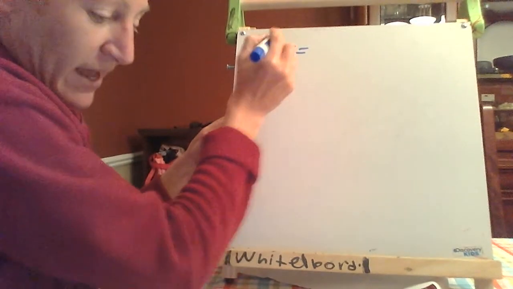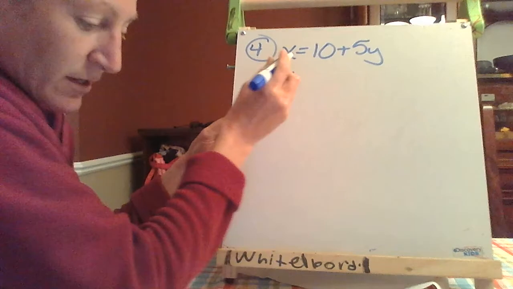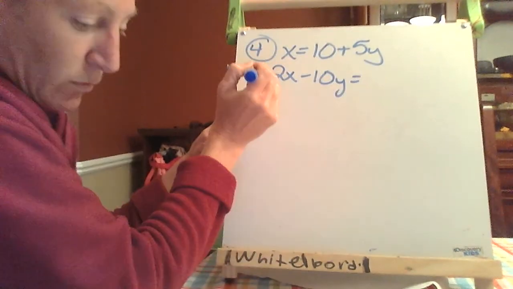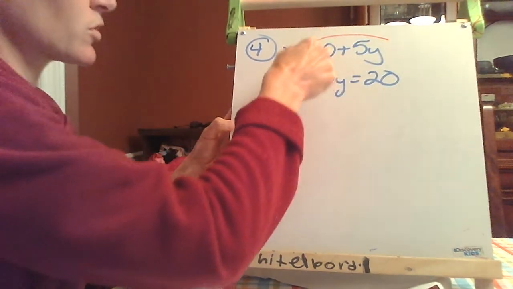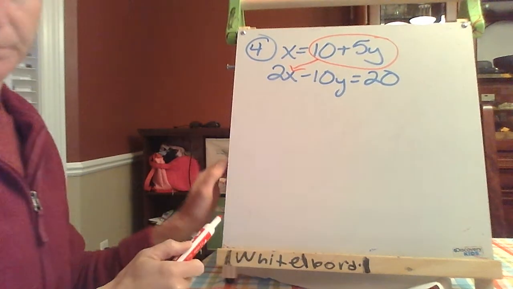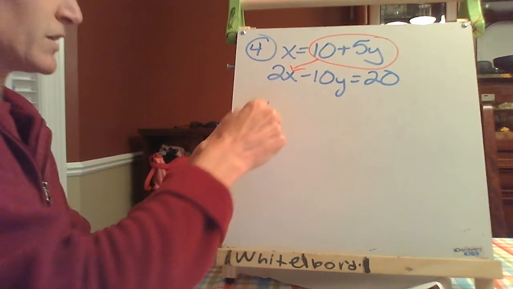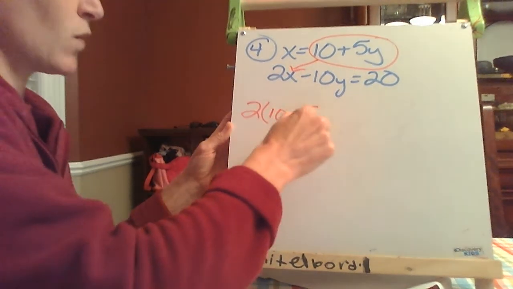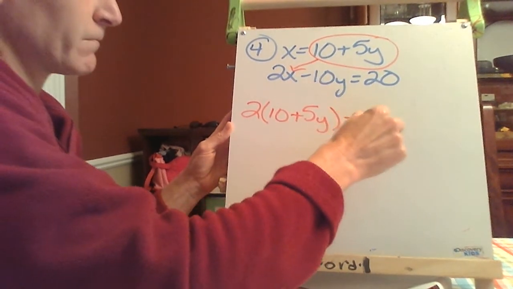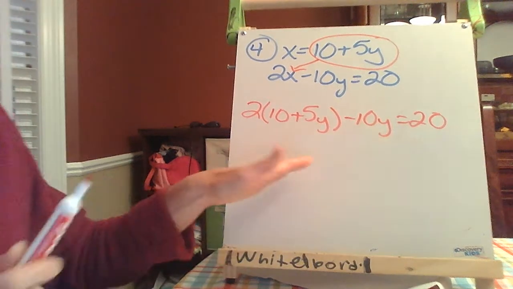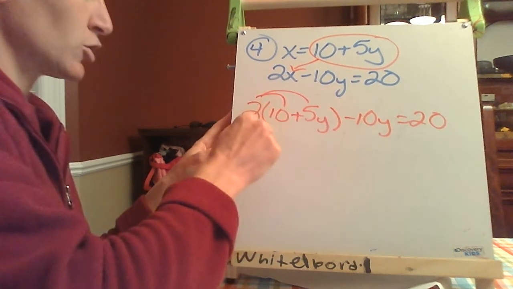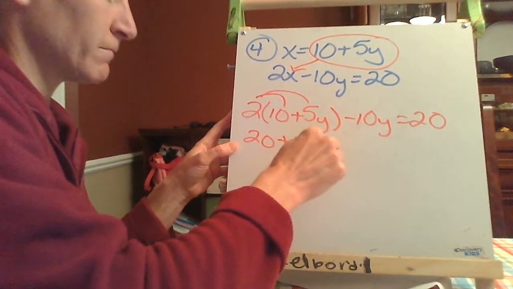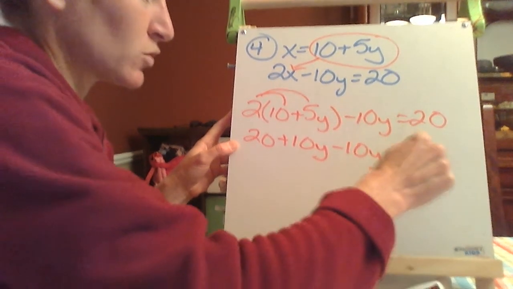x equals 10 plus 5y and 2x minus 10y equals 20. Okay, x is by itself, so we circle this. This goes in place of x. Okay, so we write 2 in place of x, 10 plus 5y, minus 10y equals 20. I've written an equation in terms of y. What do I do with this? Distribute. 20 plus 10y minus 10y equals 20.